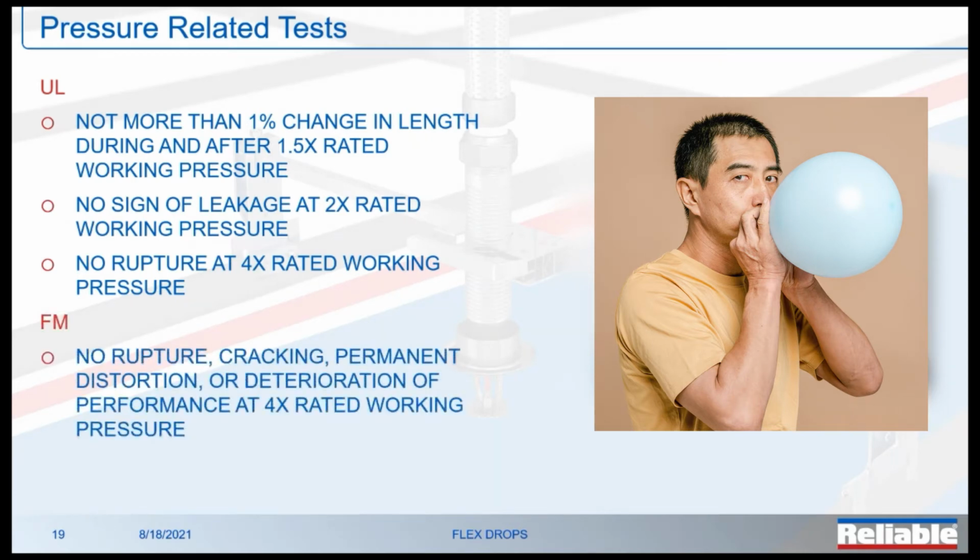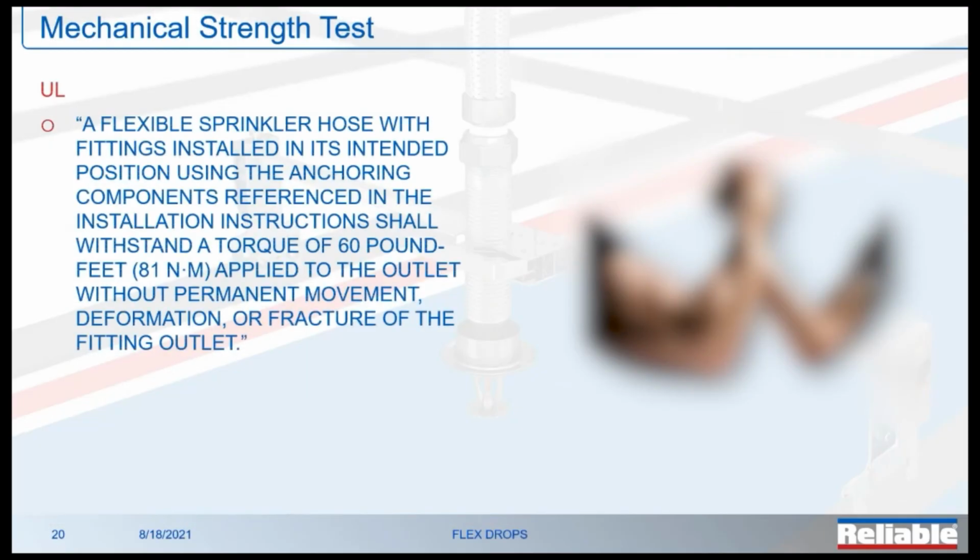Factory Mutual, a little simpler. No rupture, cracking, permanent distortion, or deterioration at 4 times the rated working pressure. So not necessarily concerned about how it extends unless it had some effect on any of those issues, the performance and so forth. So the next test, a mechanical strength test.